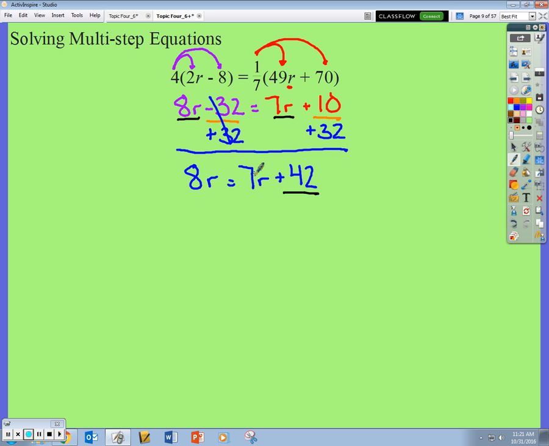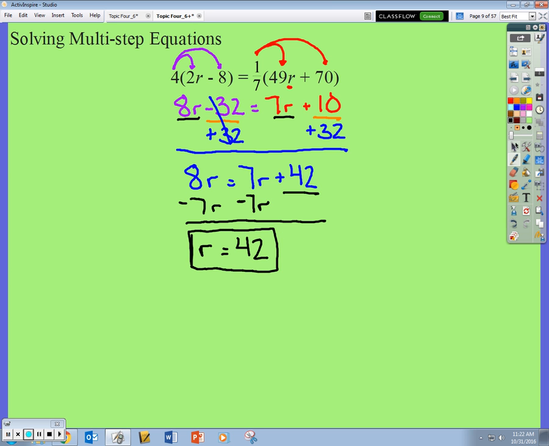So to get rid of these 7r's, I'm going to subtract. If I have 7r's, to get rid of 7r's, I just take 7r's away. So that leaves us with 1r, which is the same as r. Let me actually write that not in cursive, but in print. So r equals 42. And there is my answer.